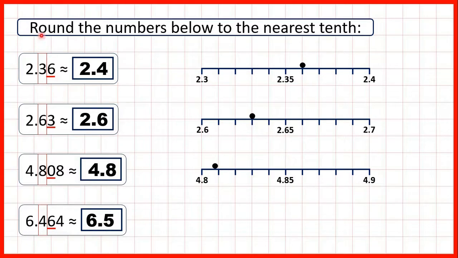And also, rounding to the nearest tenth and rounding to 1 decimal place, they mean the same thing. Whether we're rounding to the nearest tenth or to 1 decimal place, we only have 1 digit after the decimal point. So we can show 6.464 on a number line. We can see that it's closer to 6.5 than it is to 6.4. We can also see that 6.464 is between 6.46 and 6.47.